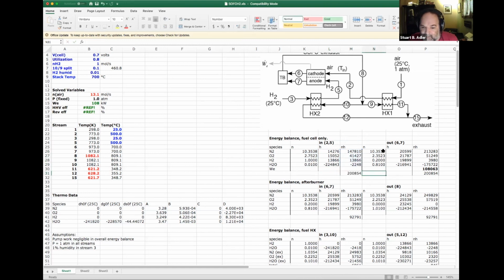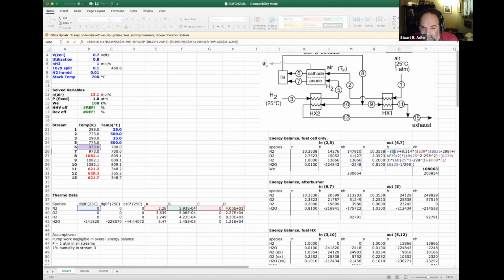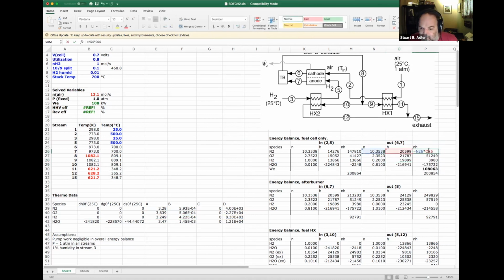And then on the output, I do exactly the same thing. So again, same formula. I've just adjusted which row it's addressing and which temperature it's addressing. In this case, stream 6 is the nitrogen and oxygen, and stream 7 is the hydrogen and water. And then I'm taking that N dot times H, multiplying together and adding those up.